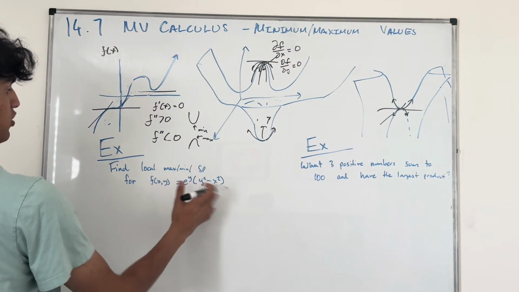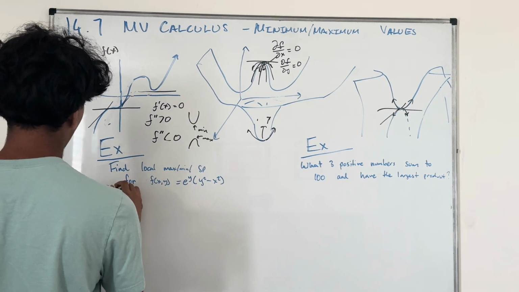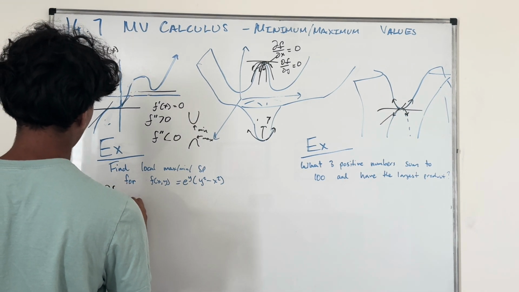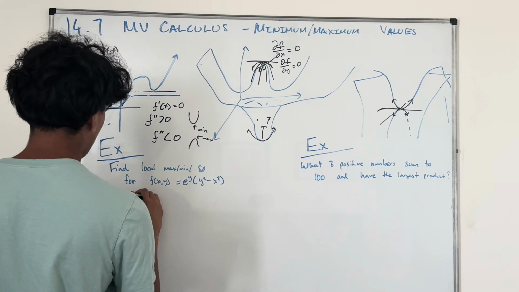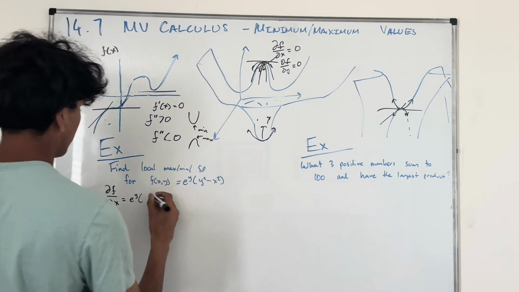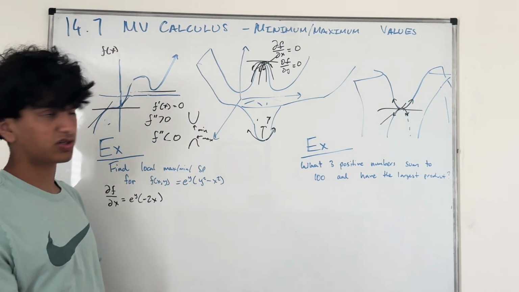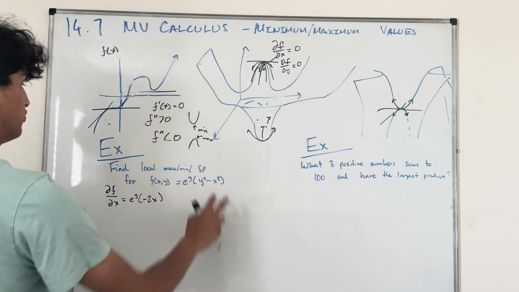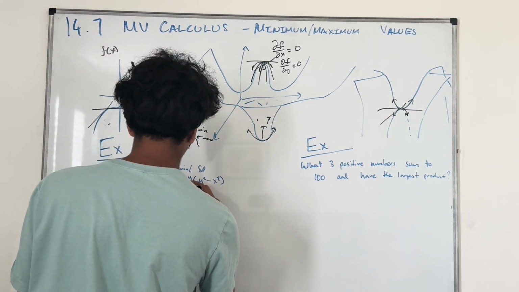So if we have e to the y times y squared minus x squared, I'm going to take the partial derivative with respect to both variables. So partial f, partial x, is pretty simple because e to the y is a constant, and then I'm multiplying by negative 2x, right? The y squared is treated as a constant, so it's going to be negative 2x for here.